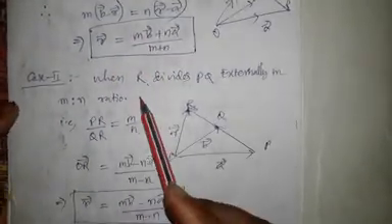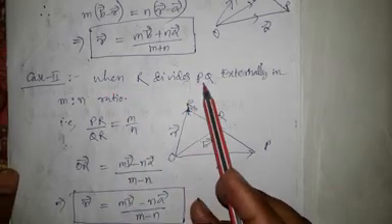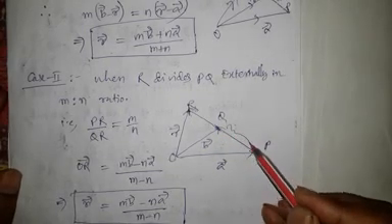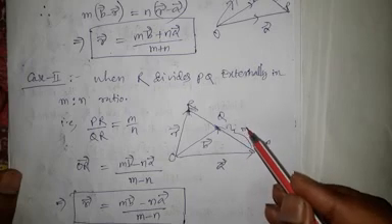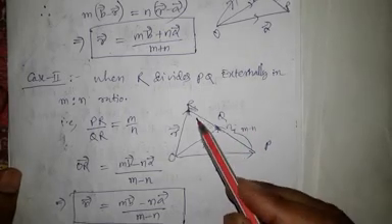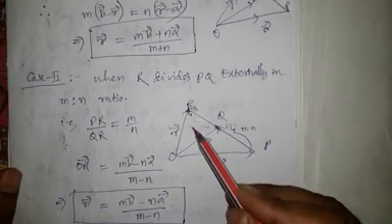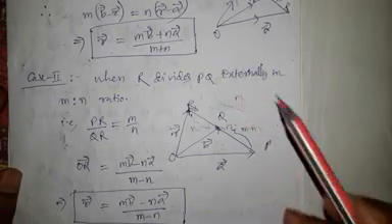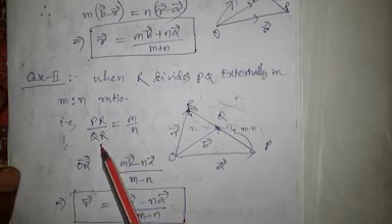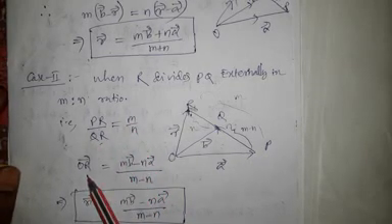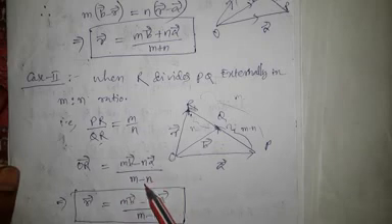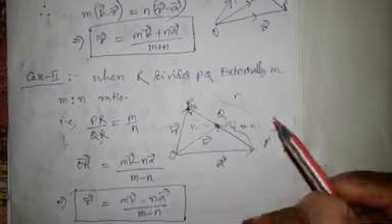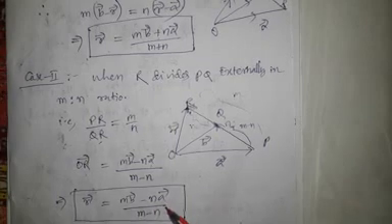Now the external division case, case 2, when R divides PQ externally in the ratio M is to N. This is PQ, whose distance is equal to M minus N. Then this distance is equal to N. Then the total distance comes to M. So PR by QR is equal to M by N. So the OR vector is equal to (MB minus NA) by (M minus N).